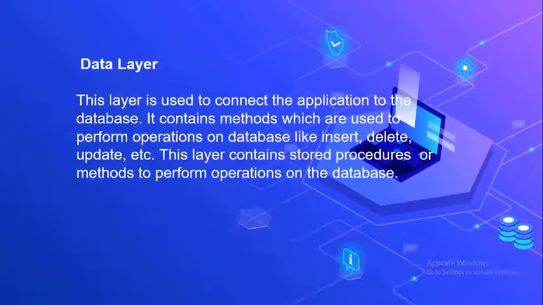The last layer is the data layer. This is the layer used to connect the application to the database. It contains methods which are used to perform operations like insert, delete, update, etc. This layer contains stored procedures or methods to perform operations on the database. So these are the three layers of three-tier architecture.